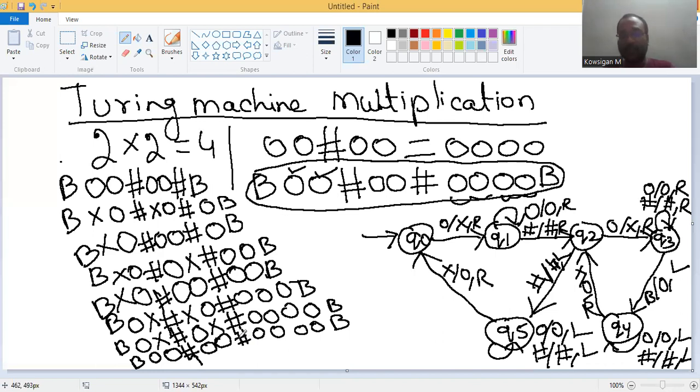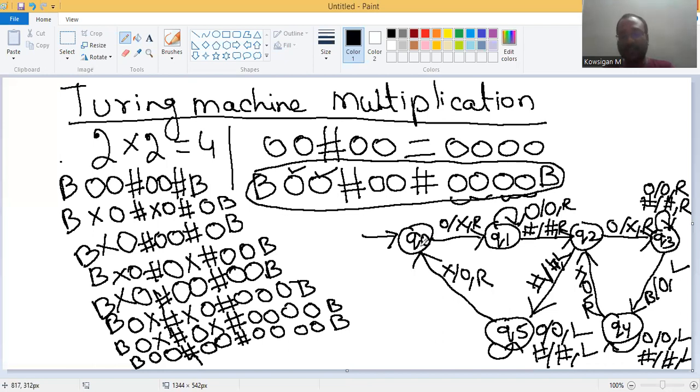If you are encountering hash at the next stage, what we are concluding is there is no other input to copy. So when you are encountering this hash in this stage, you have to move to the left hand side until you are seeing the first x. After seeing the first x, this x should be replaced with 0 and move to the right hand side. Why we are replacing this x with 0 again means the copying operation for the second 0 is also completed and we are moving to the right hand side.